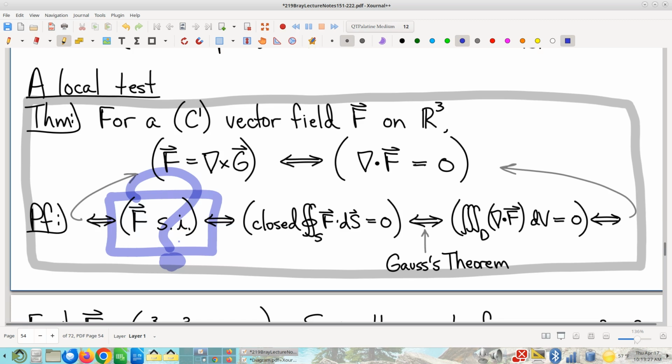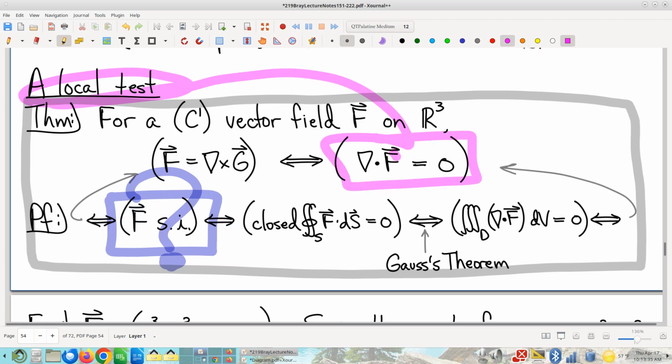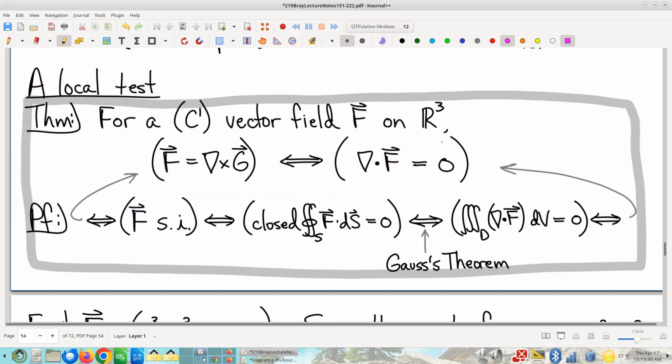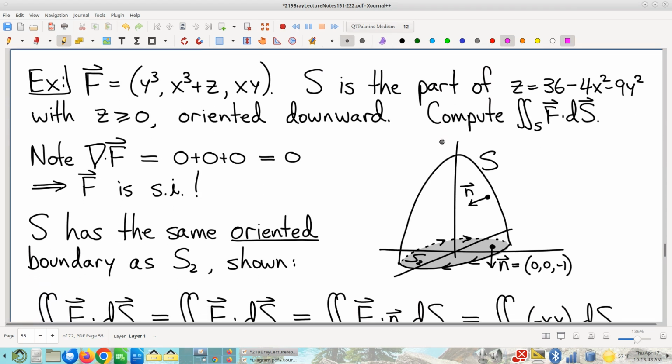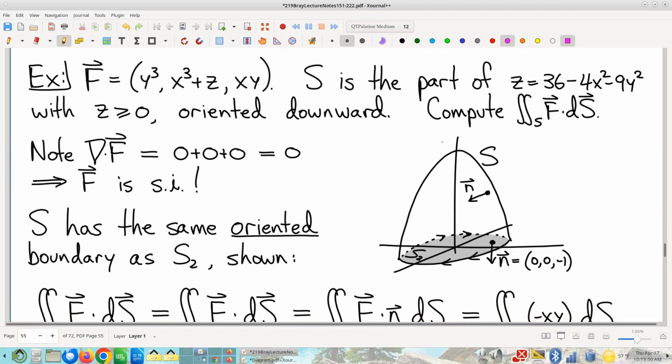It's an amazing property. Very computationally useful, and we can test for it with this handy dandy local test, which is just compute the divergence and see if you get 0. Easy to do, right? Easy test, powerful conclusion. Totally awesome. Okay, so with that in mind, let's do one. Here's the example.